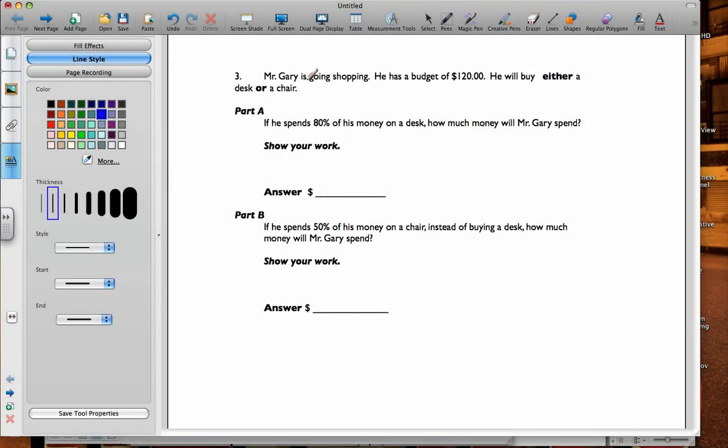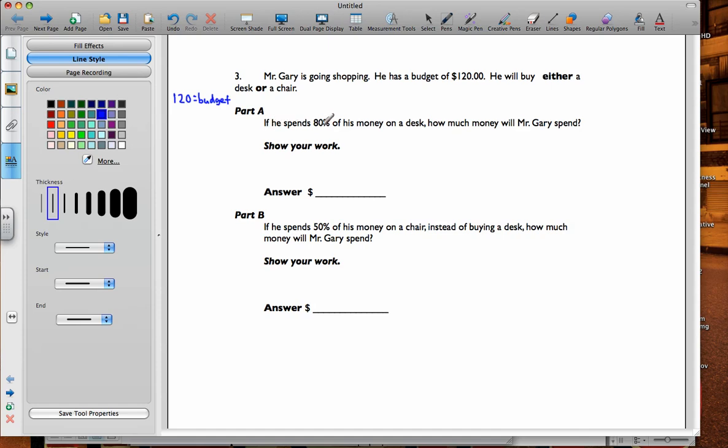All right, so to solve this problem, it says Mr. Gary is going shopping. So we're going to pull out information first. He has a budget of $120, so 120 equals budget, and a budget is how much money you have to spend on something. He will buy either a desk or a chair. Okay, so I know he's going to buy either a desk or a chair with that $120.